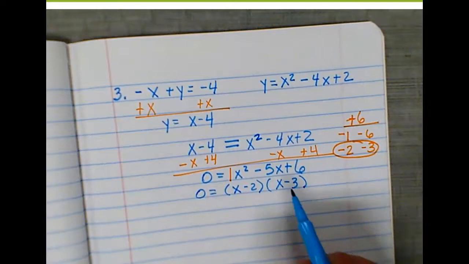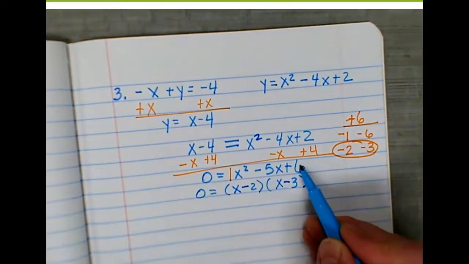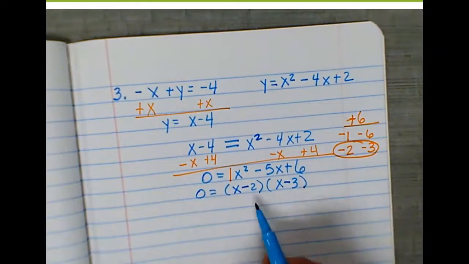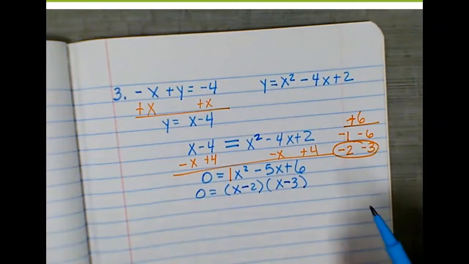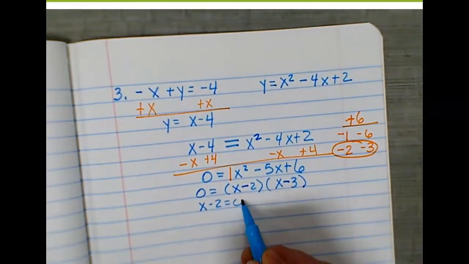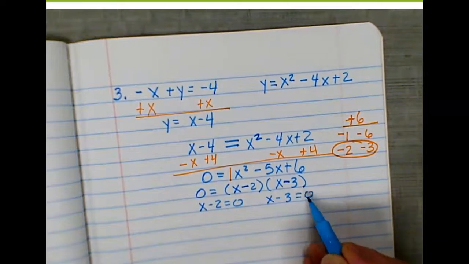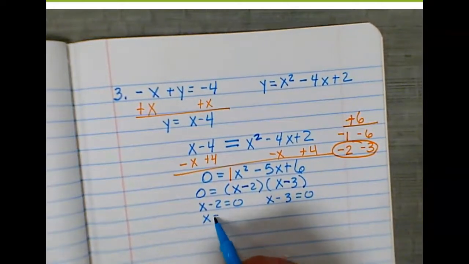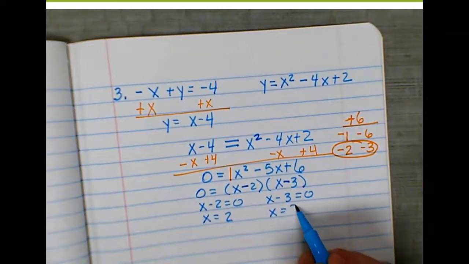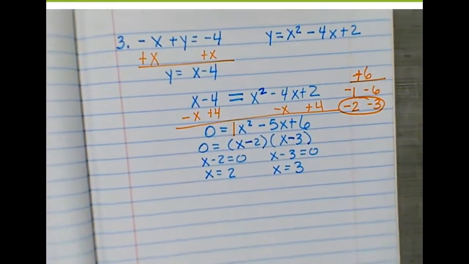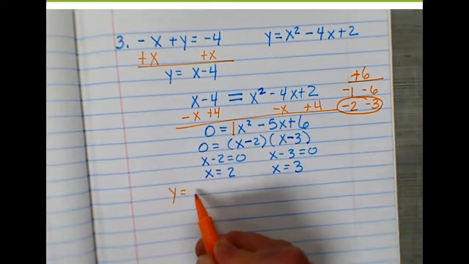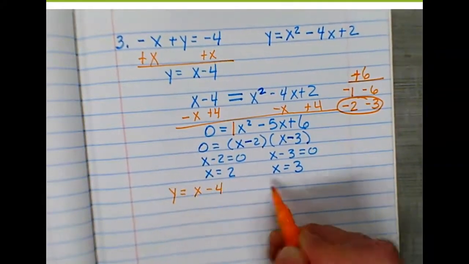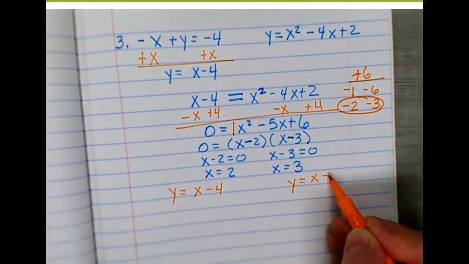Now, double check. Does negative 2 times negative 3 equal positive 6? If I add those together, does it equal negative 5? Got my signs correct. Add 2 to both sides, add 3 to both sides, and I have 2 answers. And then I take my 2 answers and plug it into the easiest of the 2 equations.